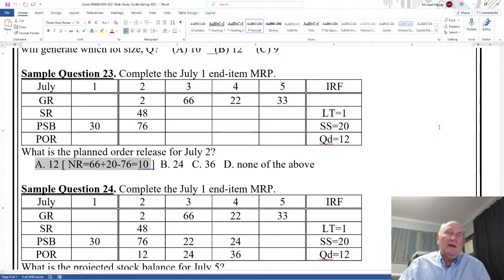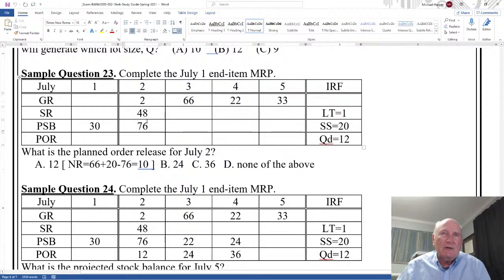And by the way, sometimes I give you this information, sometimes I don't. But if I do, all you have to do is 30 plus 48 minus 2 equals that. And then 66 plus 20 minus 76 is the net requirements. Then from that, you compare that to the lot size discipline. So that's the mechanics.